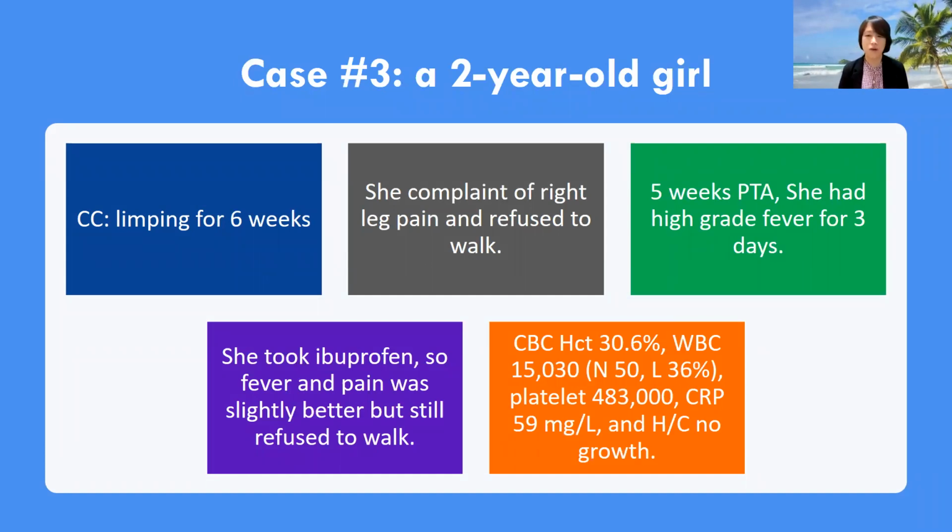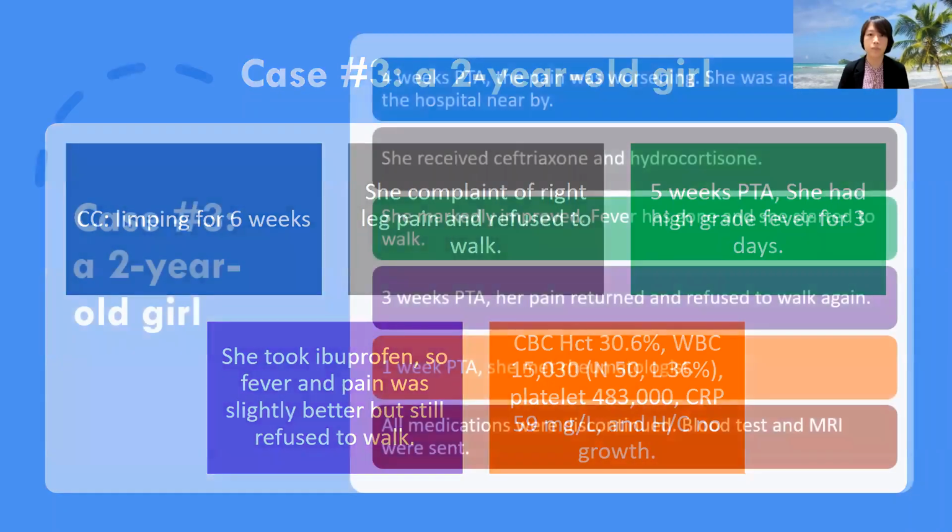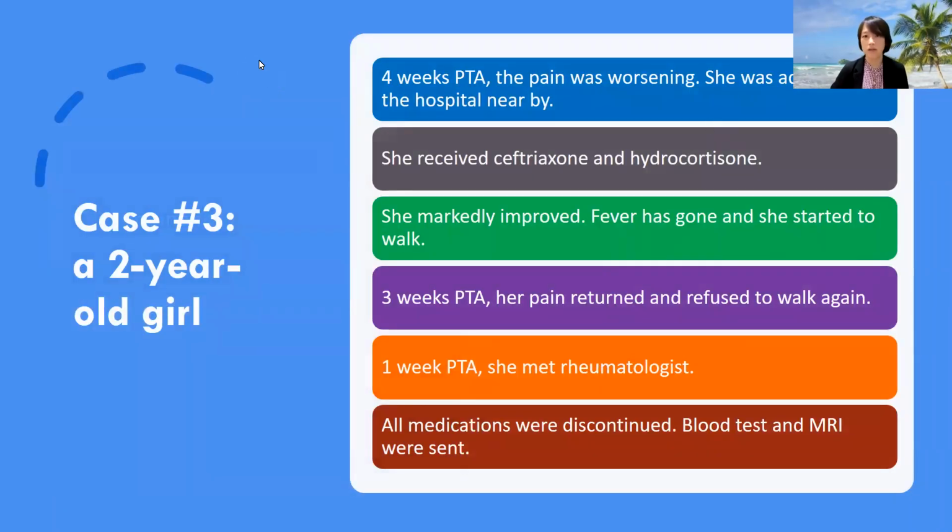Her CBC showed anemia, leukocytosis with neutrophil predominance, and increased CRP, but hemoculture showed no growth. A week after that, the pain was worsening and she was admitted to a nearby hospital. She was treated with ceftriaxone and hydrocortisone, and she markedly improved. The fever went away and she started to walk again. But a week after that, her pain returned and she could not walk.